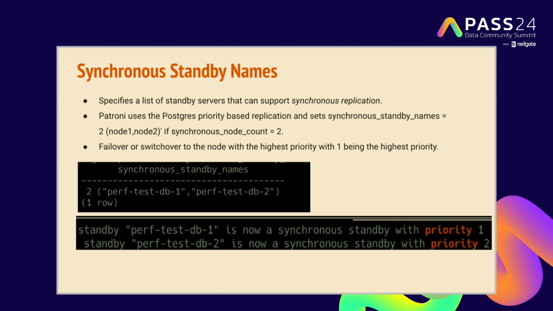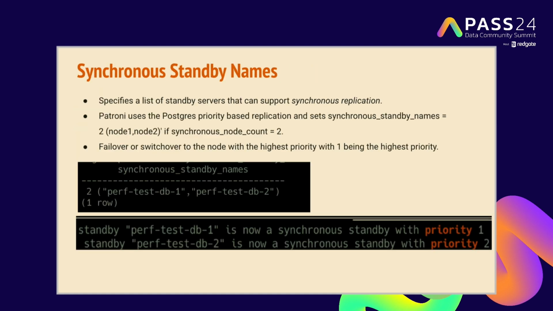Synchronous standby names specifies a list of standby servers that can support synchronous replication. In this talk, I'll use only priority-based replication. Patroni also supports quorum-based replication. So if you set synchronous node count to 2, you can see it picked up 2 nodes, perf test db1 and perf test db2, and it also assigned a state priority to both the nodes. So perf test db1 is a synchronous standby with priority 1, and perf test db2 is a synchronous standby with priority 2. The failover or switchover will happen to the node with the highest priority, but if one of the nodes goes down, then automatically Patroni will update the priority of the healthy node to the highest priority.